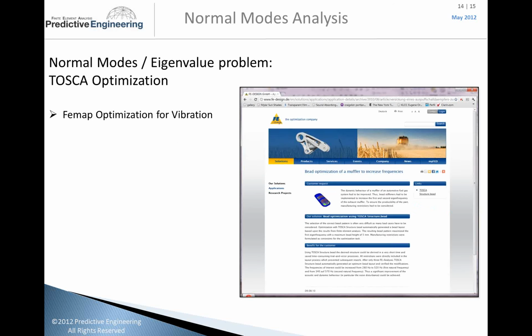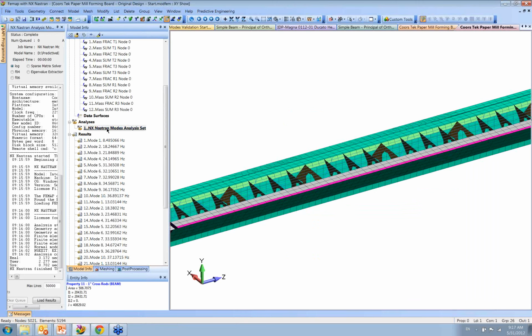Okay, but saying that, occasionally there are structures that do work for optimization. There are lots of little examples. This is the optimization program inside FEMAP, Tosca Optimization. And this is sitting around, and I'm sure you have seen this.